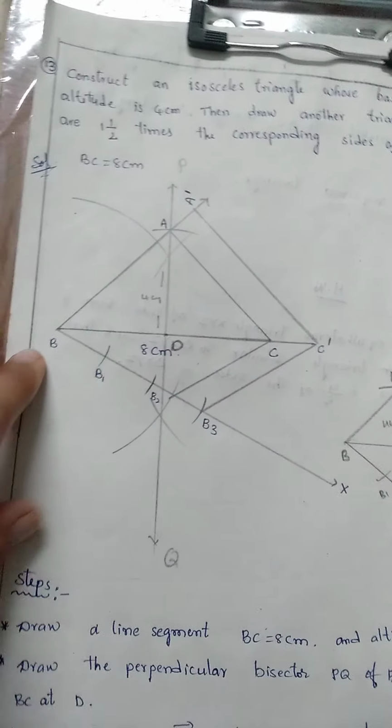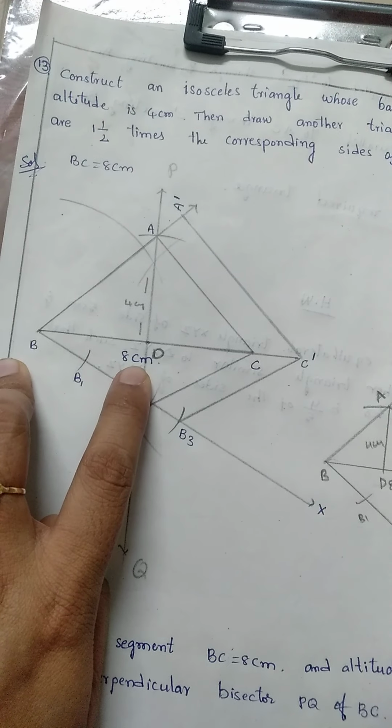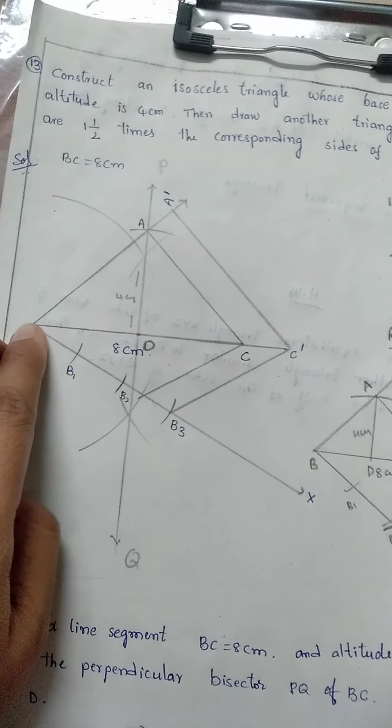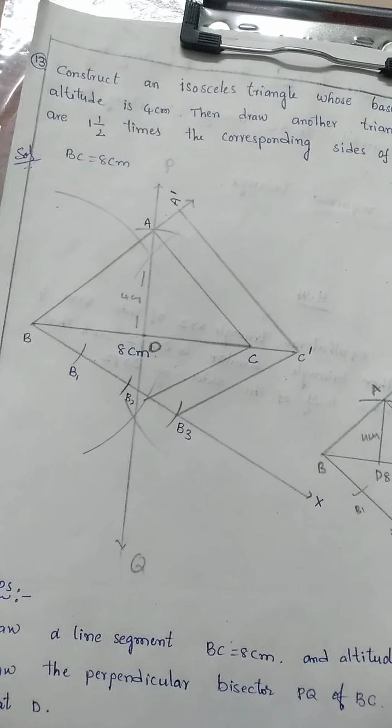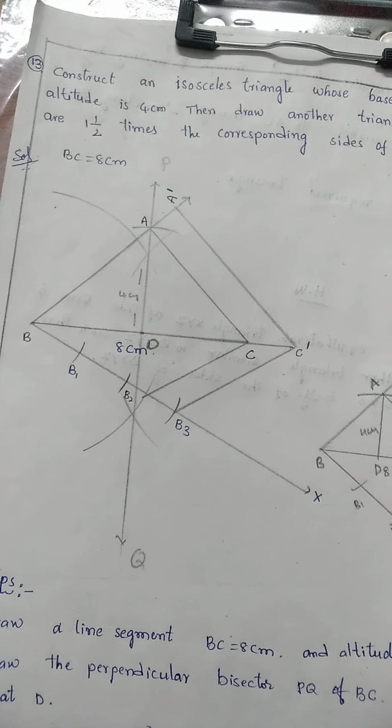Next, coming to the main diagram. First I have to take the BC line segment, 8 centimeters. BC line segment, 8 centimeters. So next we have to take the perpendicular. On the BC line segment we draw the perpendicular. How do you draw the perpendicular?